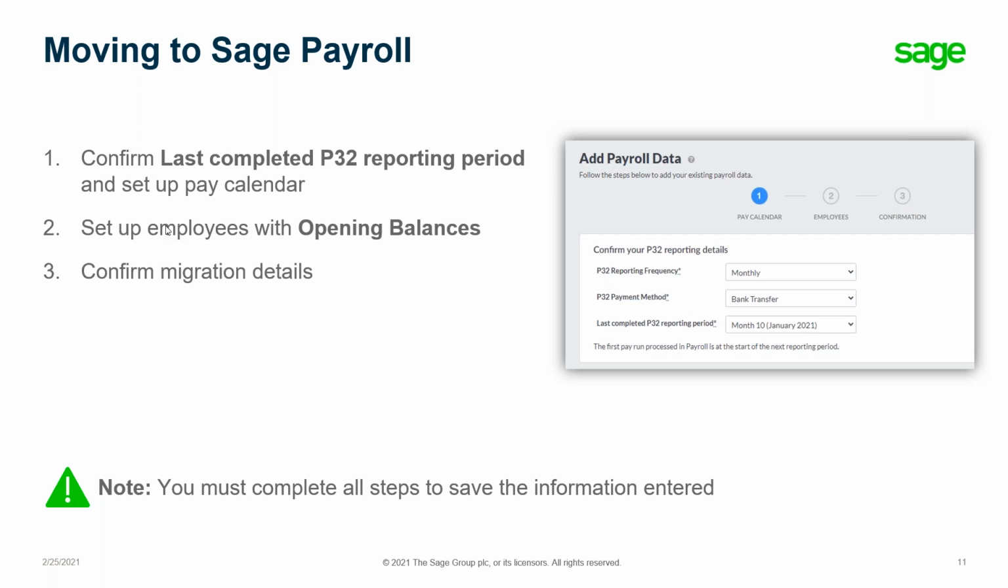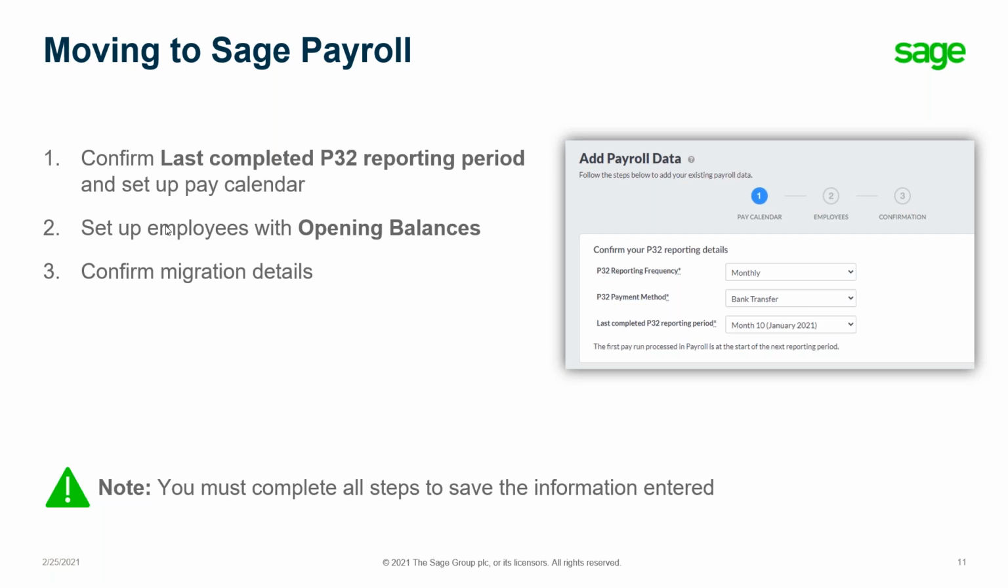So if we were looking at February as an example, if you're moving over in February, the last weekly pay date on a Friday before the February tax month would actually be the 5th of February, because that happened to be a Friday. We then set up employees with opening balances if they've been paid in the tax year. And really important, confirm the migration details and complete those steps to save any information you've entered. Even if you haven't completely finished, do that so that you don't lose information by navigating away.